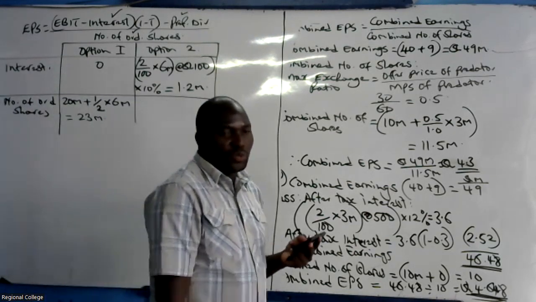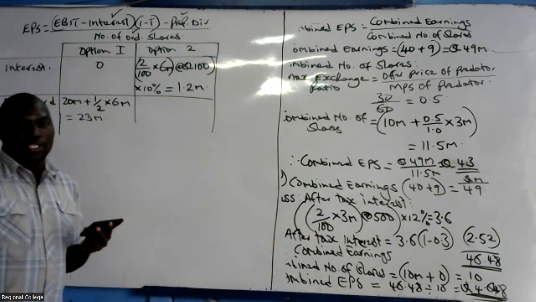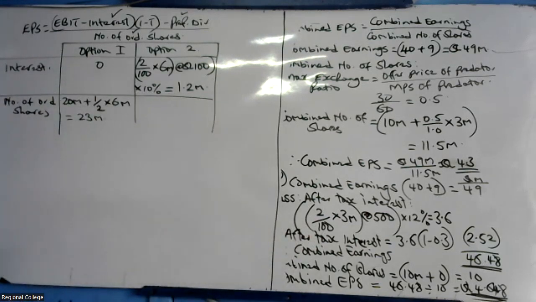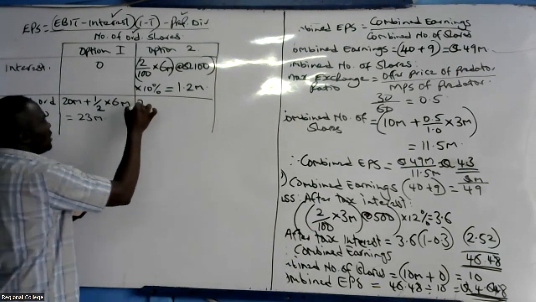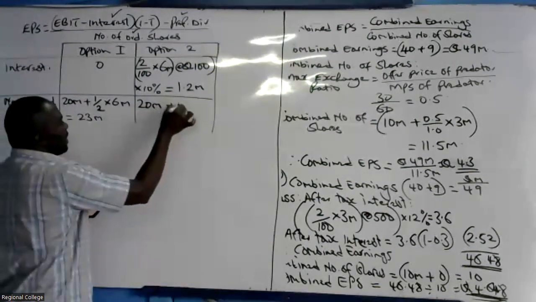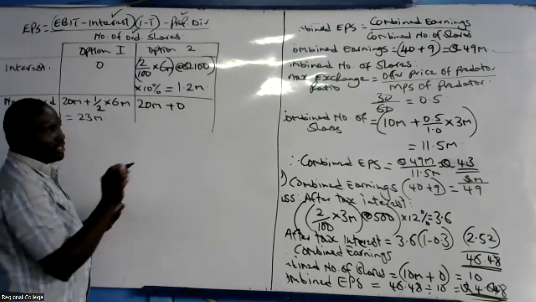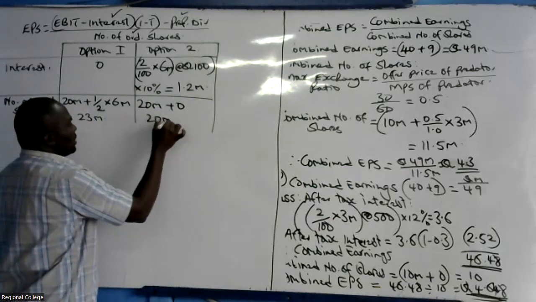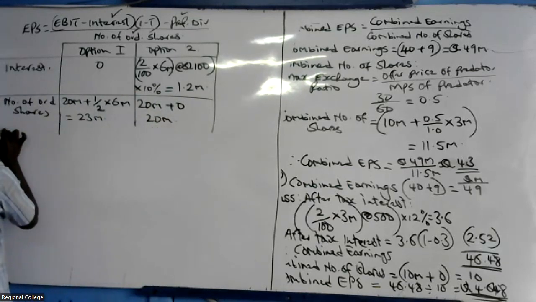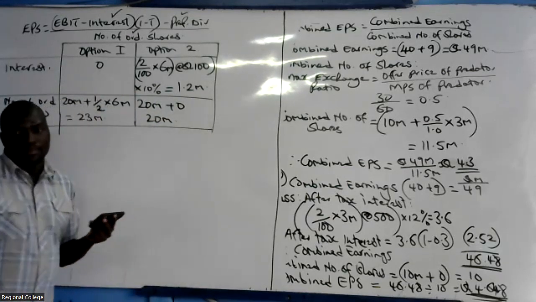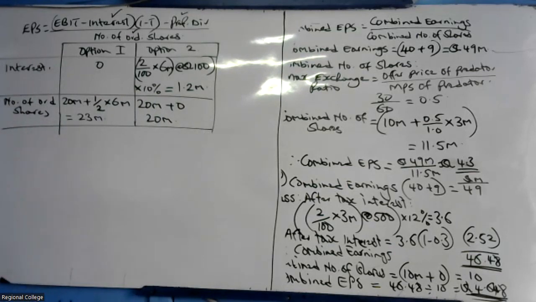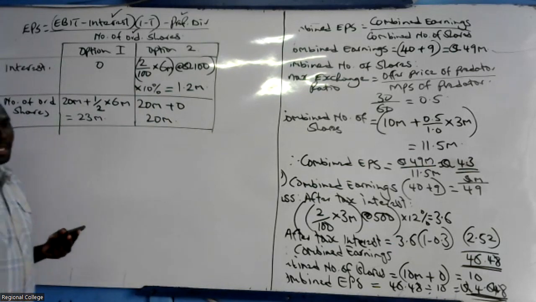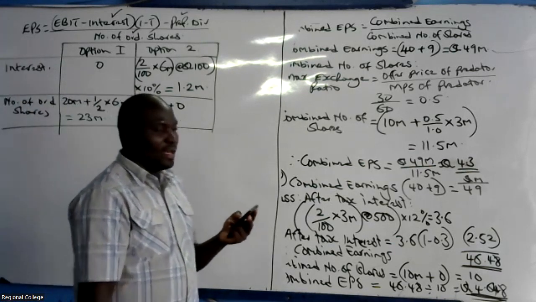Then in option 2, are you giving out any new shares? Instead of giving out shares, you are giving out debentures. So to Nangina's 20 million shares we add 0 new shares. The combined shares equal 20 million. Preference dividends are not there.